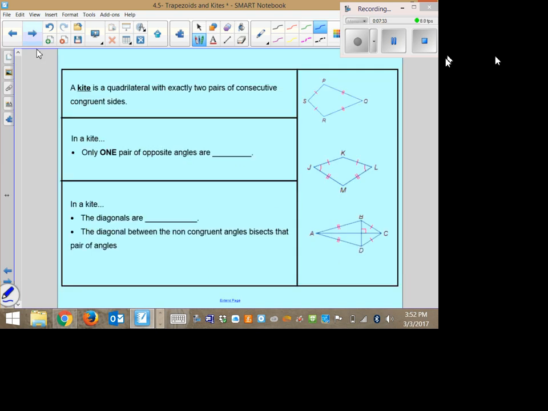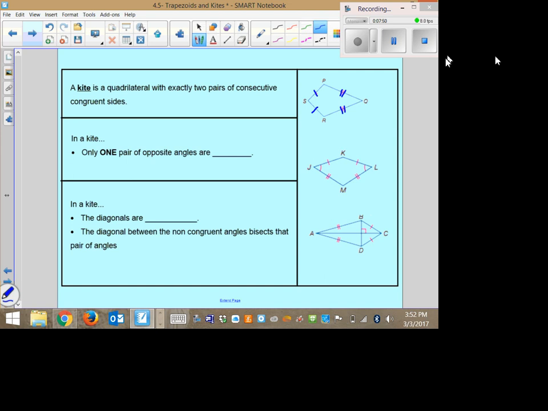Next, we are going to talk about a kite. So a kite is a quadrilateral with exactly two pairs of consecutive congruent sides. So you can see that they are next to each other. So PS is congruent to SR, and then PQ is congruent to RQ.